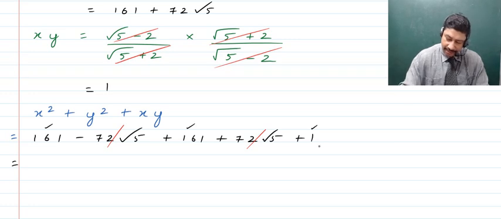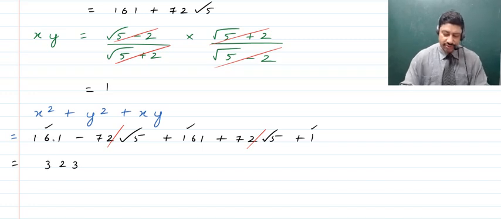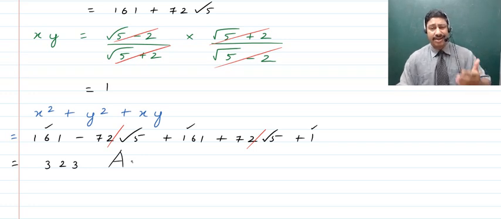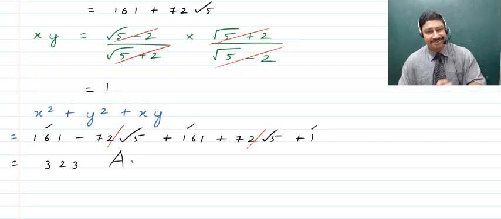So 1 plus 1 is 2, 2 plus 1 is 3, then we have 6 plus 6 is 12, one remainder. Then we have 1 and 1 is 2 and 1 is 3, so 323 will become the final answer. That is what we were required to do. Of this complicated question, we were required to get to a simple answer.